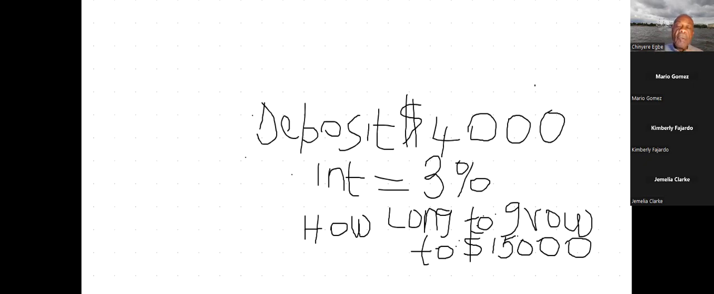So how long would it take to grow to $15,000? This time around, we are assuming discrete growth. And I'm going to use one of the homework assignment problems to illustrate the exponential with the E function.